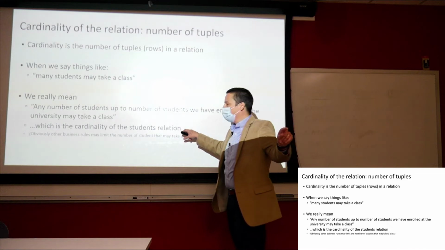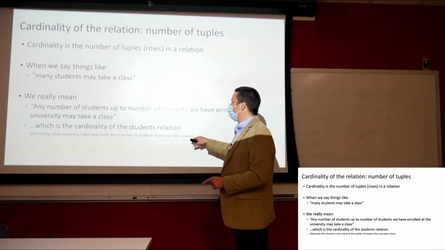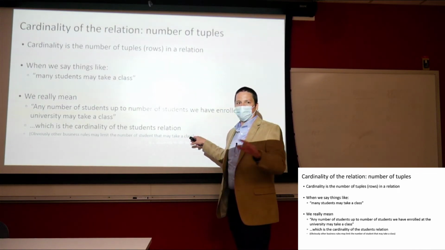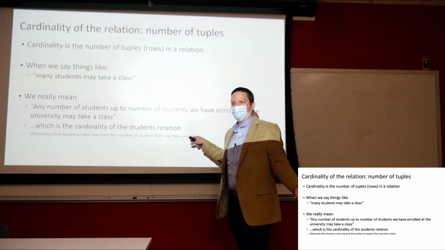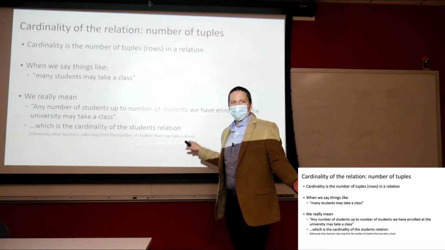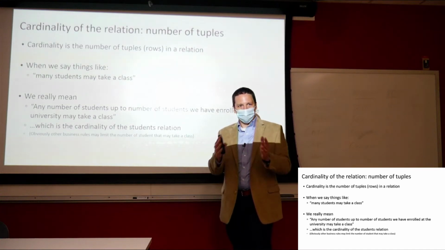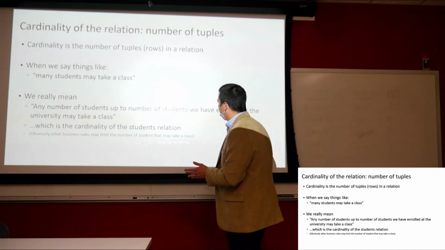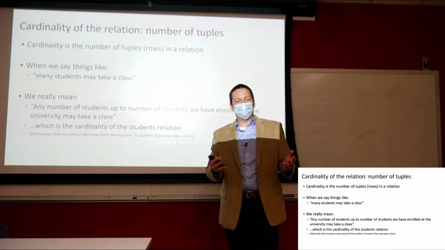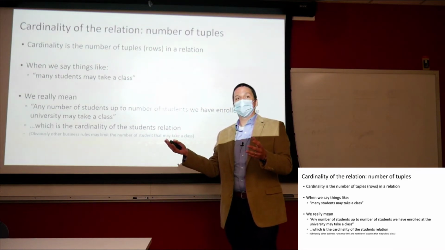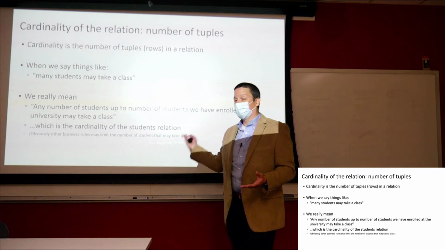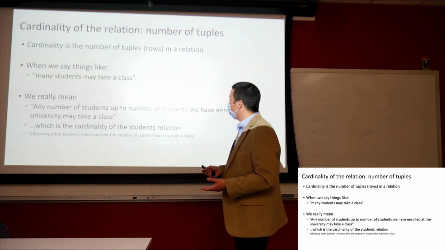Now, as you guys have very adeptly pointed out, there are going to be a lot of other business rules that are going to limit how many students we enroll in the class, right? I think this room holds 48 students or something like that, right? So we're going to have a business rule in place for that. We're going to have business rules in place to keep our professors sane so they don't have to teach 40,000 students all at once, right?